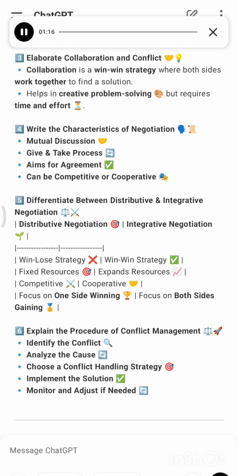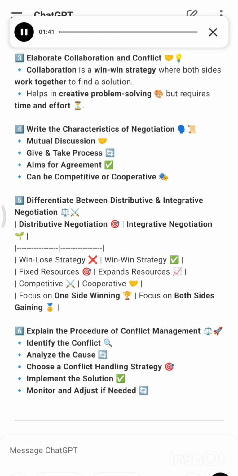5. Differentiate between distributive and integrative negotiation. Distributive negotiation: win-lose strategy, fixed resources, competitive, focus on one side winning. Integrative negotiation: win-win strategy, expands resources, cooperative, focus on both sides gaining.